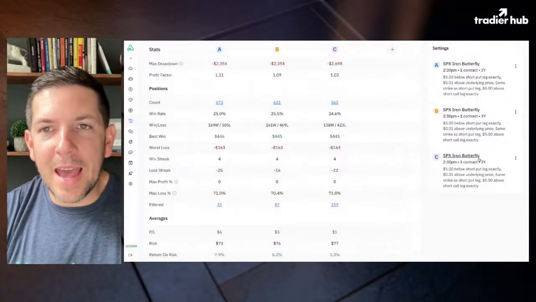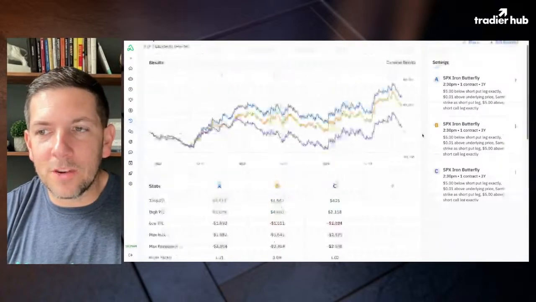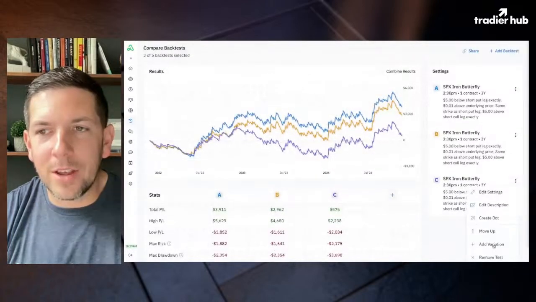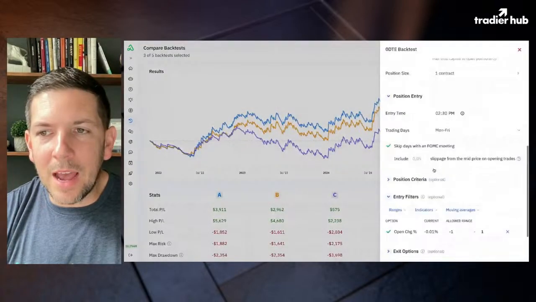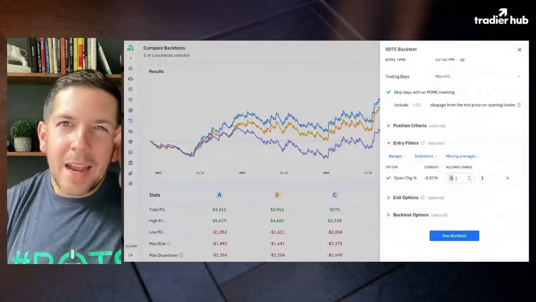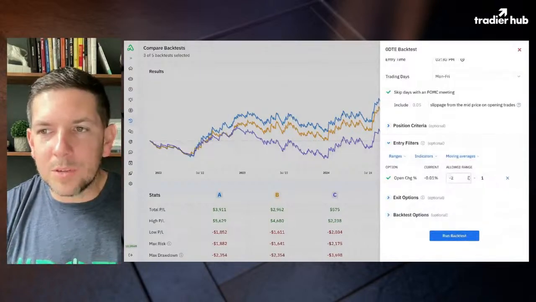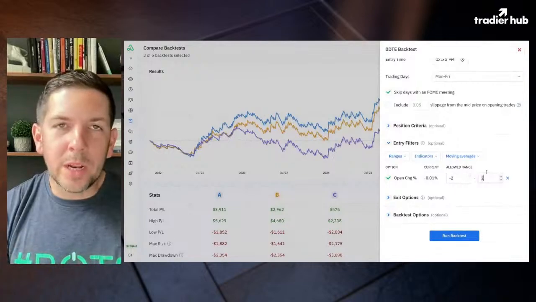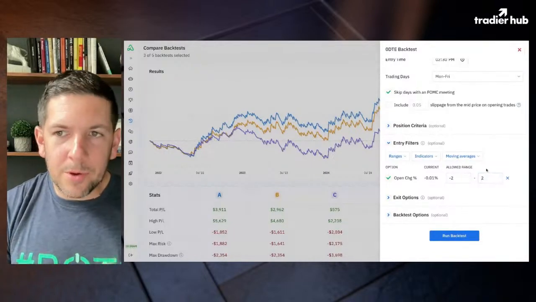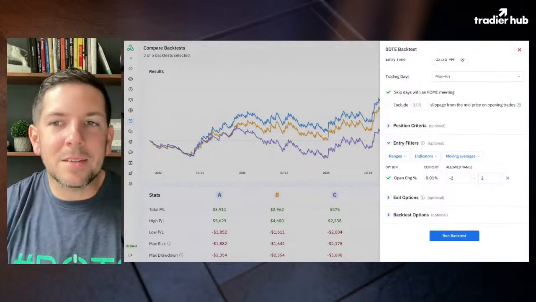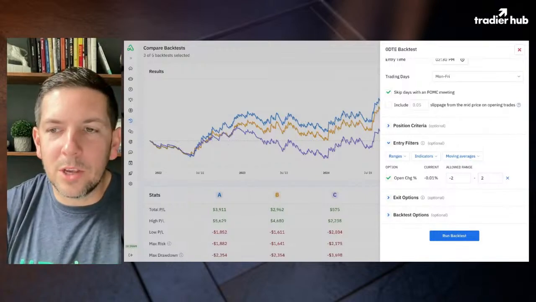So we can edit a test or even run a different variation if we want to. Let's just add a variation here. Instead of allowing a 1% range, which maybe is too restrictive, let's move this up to a 2% range. So let's say, if the opening change is 2% up or down, we don't want to do anything. Maybe the threshold is a little bit bigger.